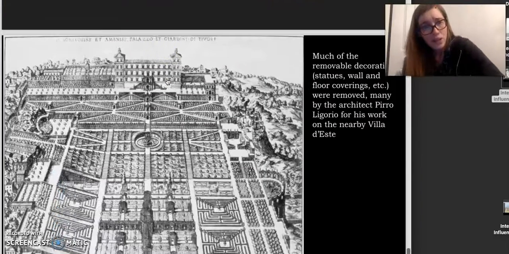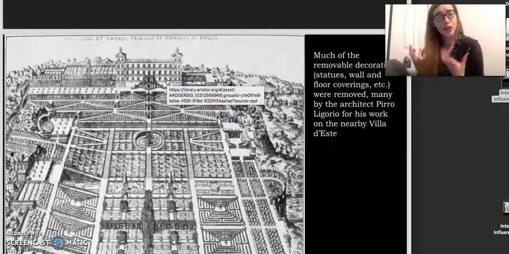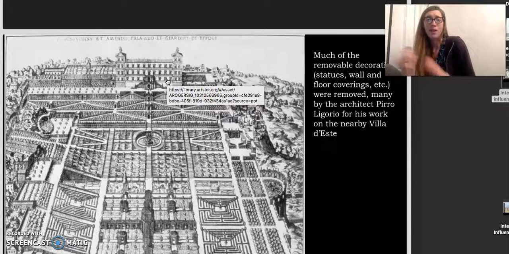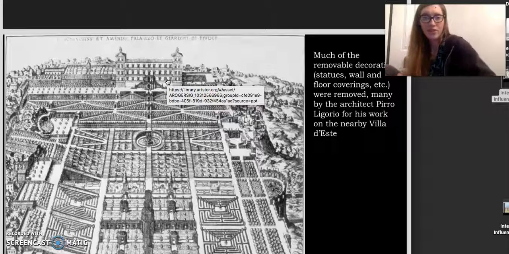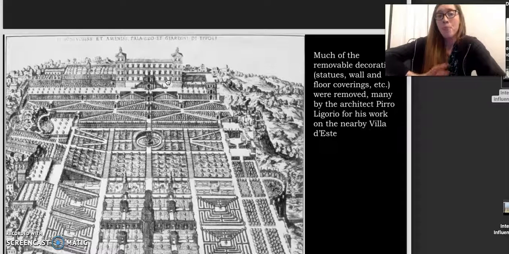Nowadays, the villa doesn't really look like that. In fact, if we want to get a better idea of how luxurious and lavish this site would have been, we actually have to go and look at a more contemporary structure from the 16th century, and that is the Villa d'Este. So much of the removable decoration, including statues, wall and floor coverings from Hadrian's villa, were taken off by an architect named Piero Ligorio for his work on the nearby Villa d'Este.